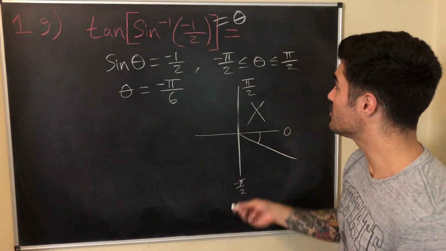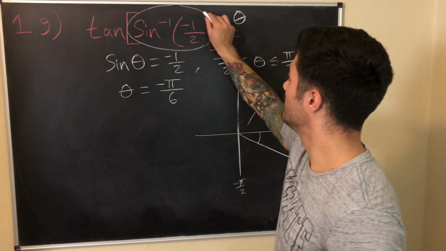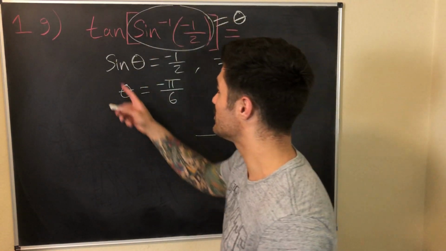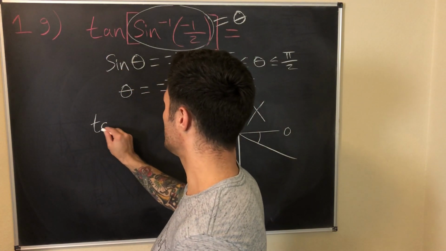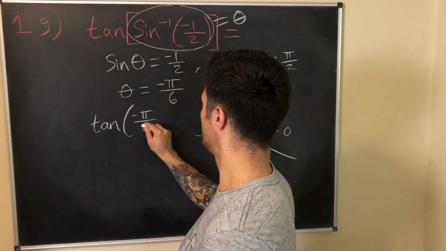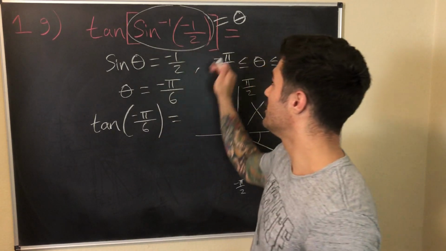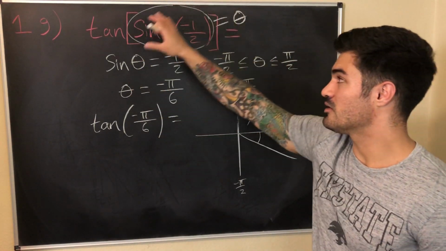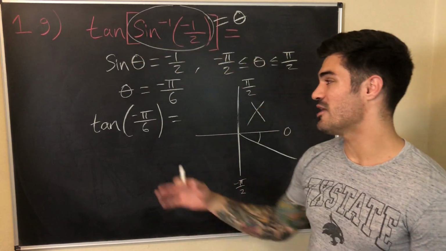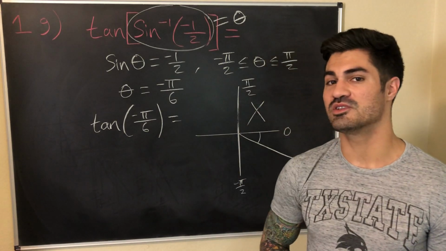Okay, so that's our angle. So this whole thing equals negative pi over 6. So we can now rewrite this entire expression as, well, that's just like asking what's the tangent of negative pi over 6. It's the same thing, right? So we've made this composition of two trig functions a lot simpler. Now we're just asking what's the tangent of negative pi over 6.